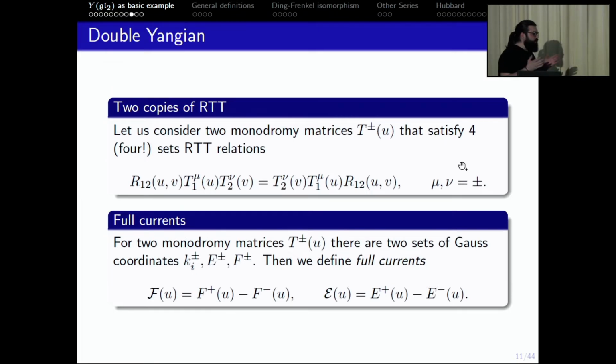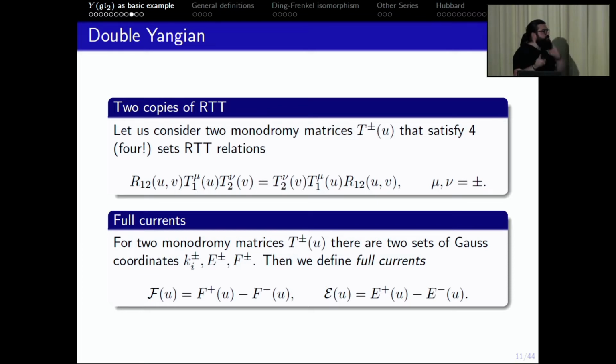To fix this complexity, we introduce the double Yangian. It's a very well known construction from mathematicians. Nevertheless, if you try to realize it, you can think that you have just two copies of RTT relations connected with each other. So there are four RTT relations: for plus monodromy matrices, for minus monodromy matrices, for plus-minus, and minus-plus. It's like RTT, but connected. And for each monodromy matrix, you can consider the Gauss decomposition, and then you have 8.